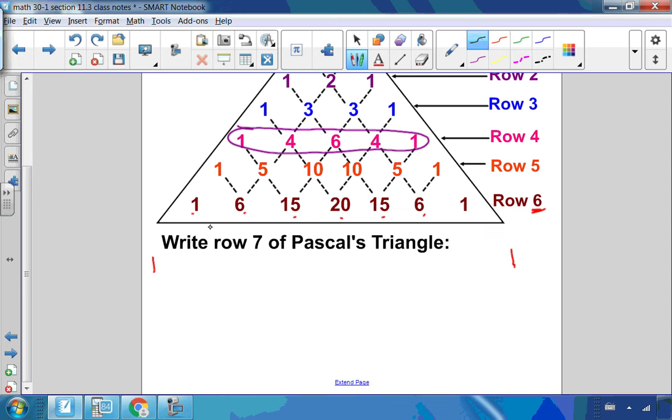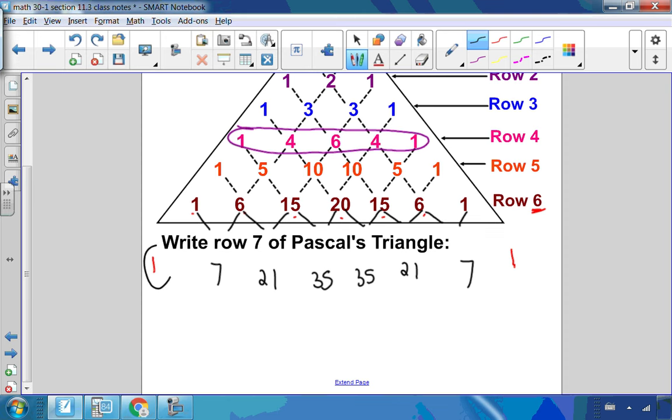So adding from above, the 1 and the 6 add to 7. The 6 and the 15 add to 21. The 15 and the 20, 35. 20 and 15, 35. 15 and 6, 21. 6 and 1, 7. That would be my 7th row of Pascal's triangle.